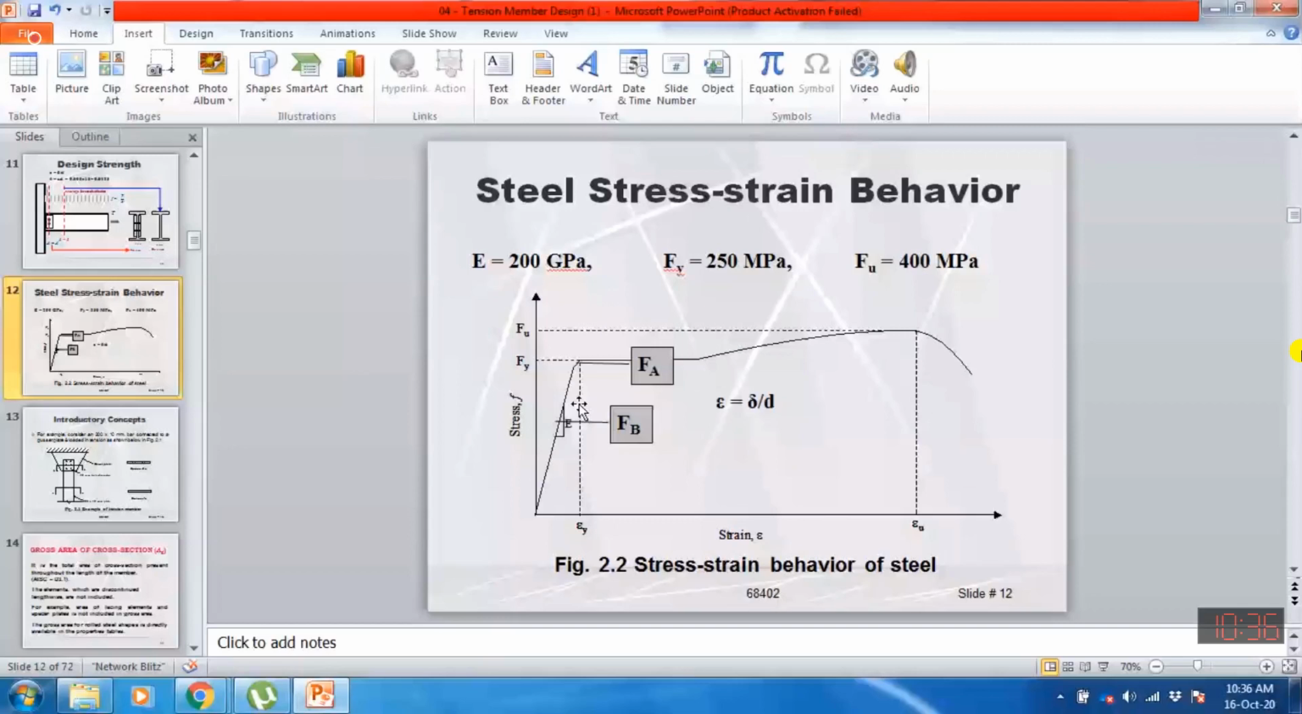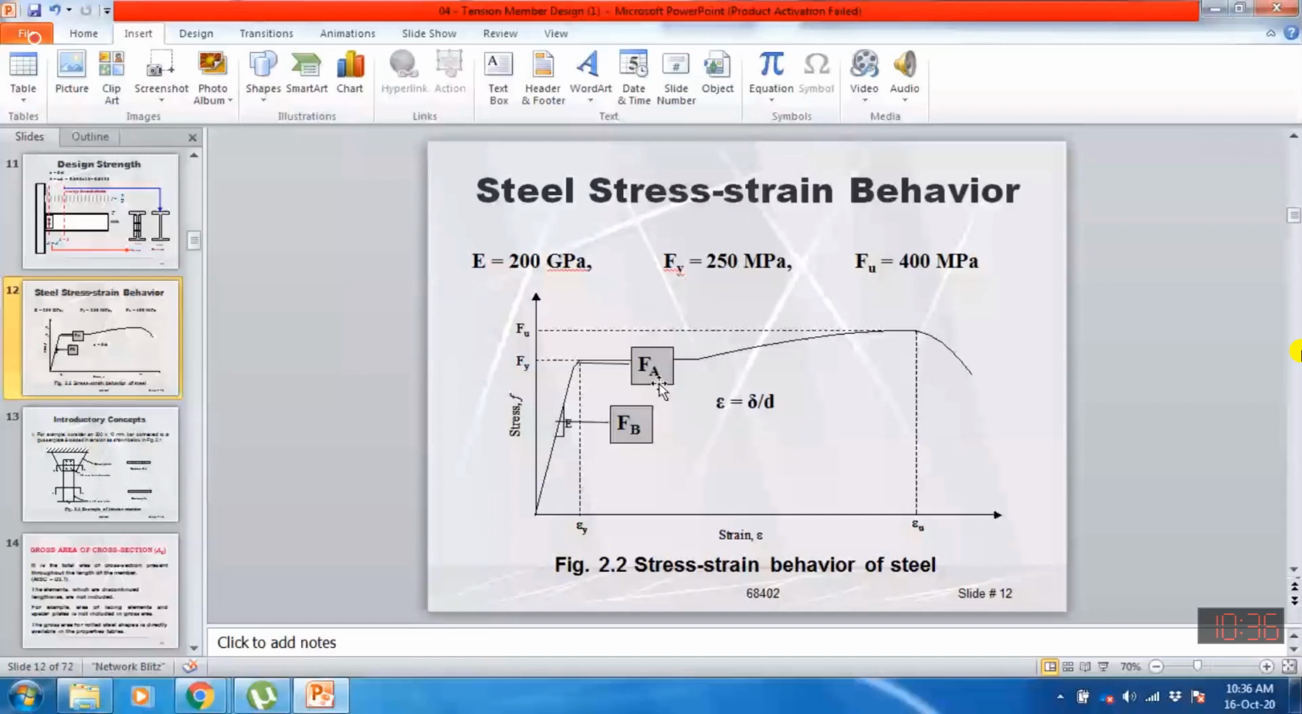Okay, next what will happen? Next, there are two cases. Actually, why am I explaining this? Because I want to explain the failure behavior. If we understand the failure behavior, how the stresses increase in a tension member, and what type of failure may occur, then we can avoid that failure. First of all, we should know the concept of failure.